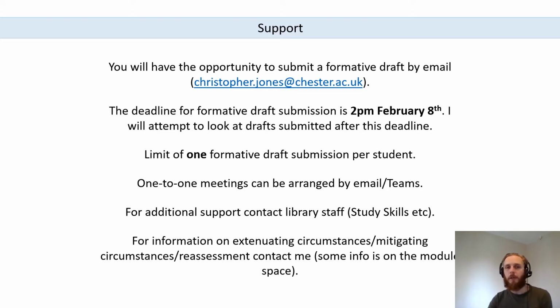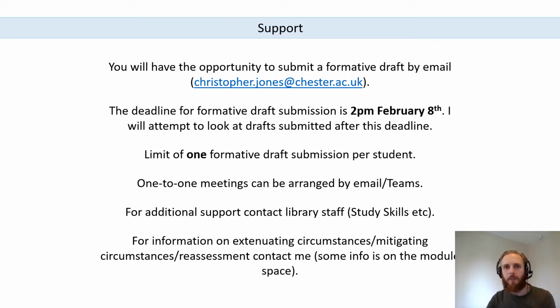It depends on how many other people miss the deadline. It depends on how late you get it to me after the deadline. So I will try and look at it. I'm not going to ignore any drafts just because they're after the deadline. But I've deliberately set this deadline to give myself enough time to look at the drafts.